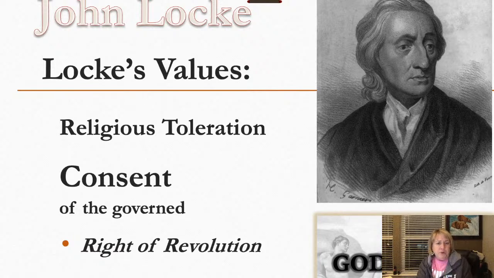So basically, this is what came out of the Enlightenment. The government is supposed to protect your natural rights: life, liberty, and property. And the government that's in place is in place because we allow it to be. We have given them our consent to govern us. It's like that social contract. We all say we're going to give up a little bit of our freedom so that we can all be protected by our government. That's the social contract. And if our government is not protecting our right of life, liberty, and property, and protecting our values like religious toleration, we have the right to revolt.